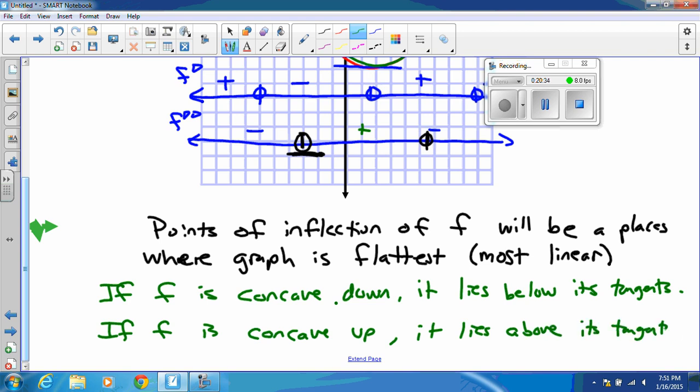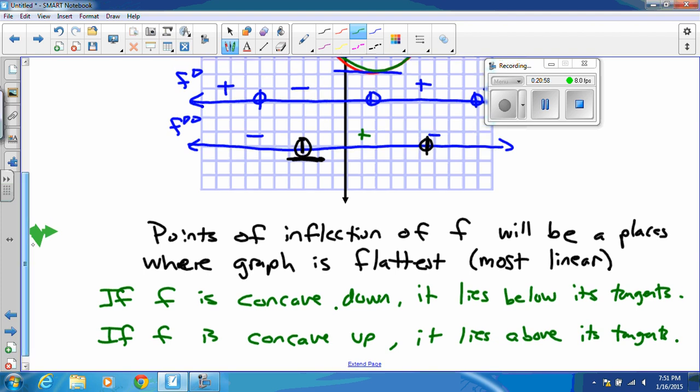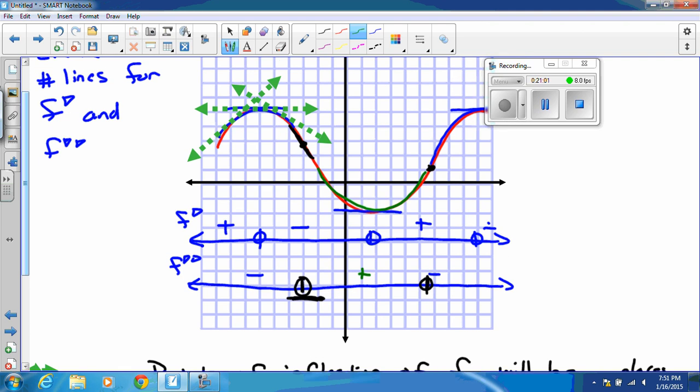Likewise, if f is concave up, it lies above its tangents. And the reasoning is similar. If f is concave up, then f prime is increasing, which means that the curve will grow faster than a straight line, which has a constant slope. F with an increasing slope is going to grow faster than a straight line with a constant slope. And so f will go above its tangents.